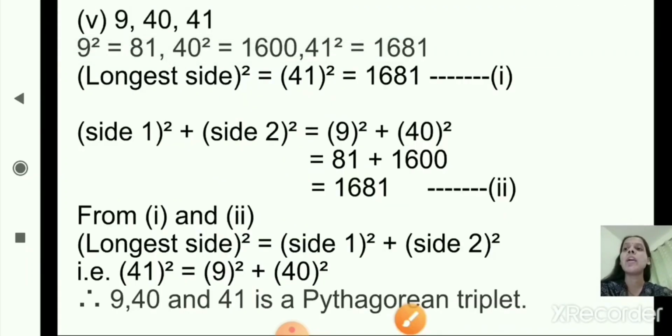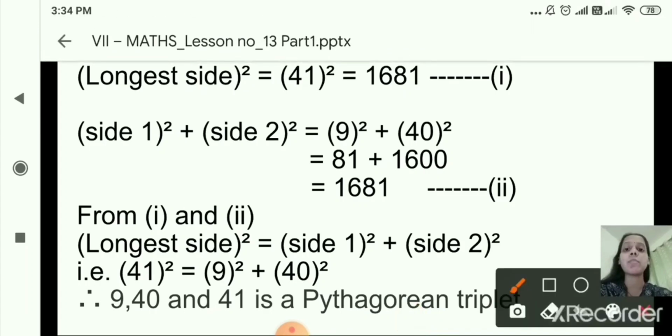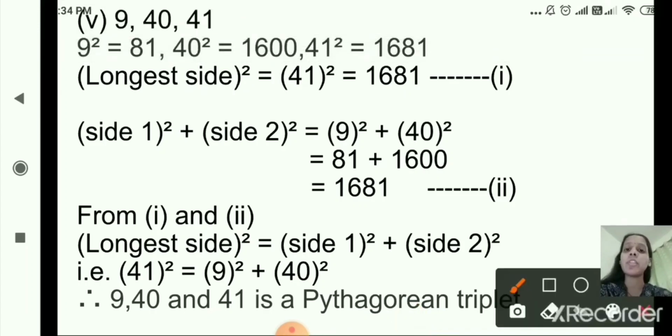Okay, now this is the fifth one. The fourth one is for homework. 9, 40, 41. Again the set of numbers is given. The first step is what? You will write down the squares of each number given in the question. So 9 square is equal to 81. 9 nines are 81. 40 square is equal to 1600. You will do multiplication, 40 multiplied by 40, and you will get the square. That is 1600. And 41 square is 41 multiplied by 41. That is 1681.